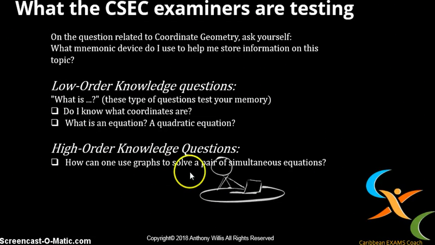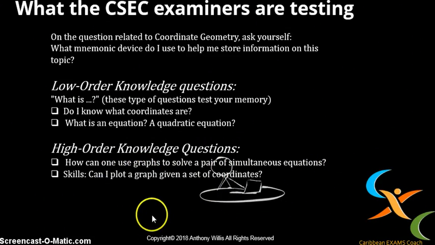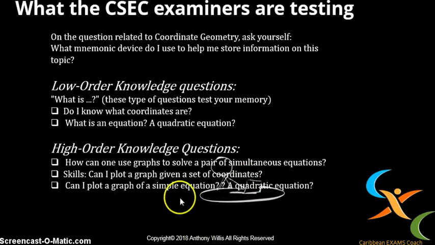How can one use graphs to solve a pair of simultaneous equations? How can you use graphs? You need to write out questions such as the one you see on your screen. Can I plot a graph given a set of coordinates? Can I plot a graph of a simple equation, a quadratic equation, and so on? Now, when you ask yourself those questions, it boosts your understanding of the topic and it enables you to anticipate questions that will come in exam time.